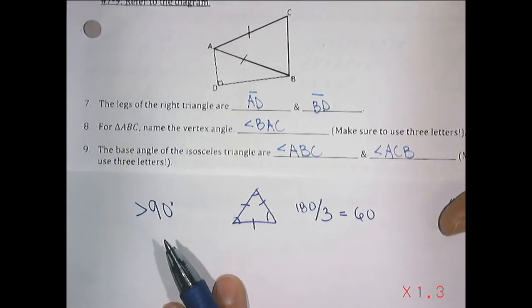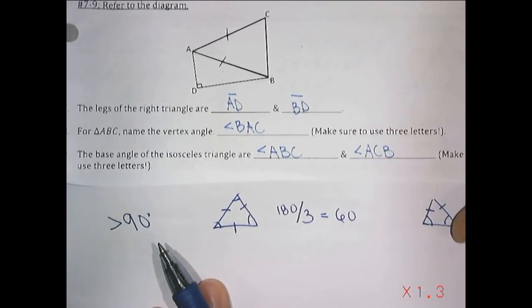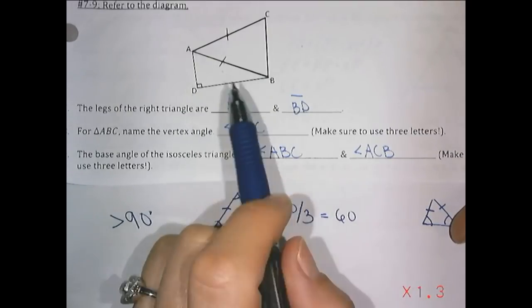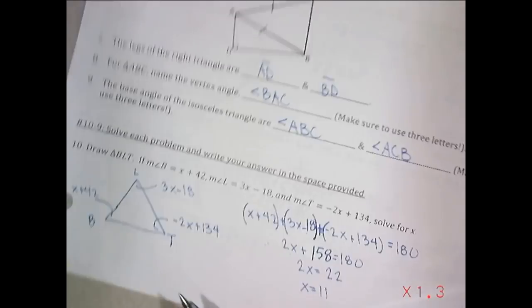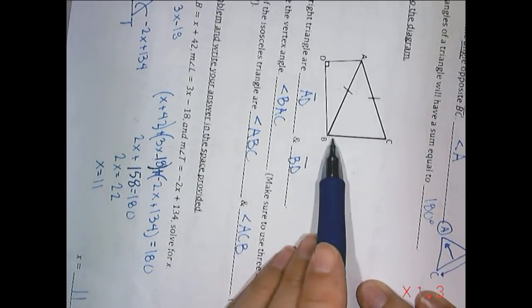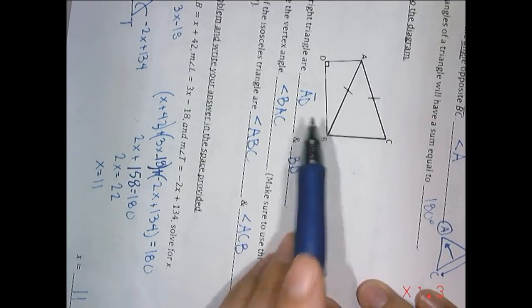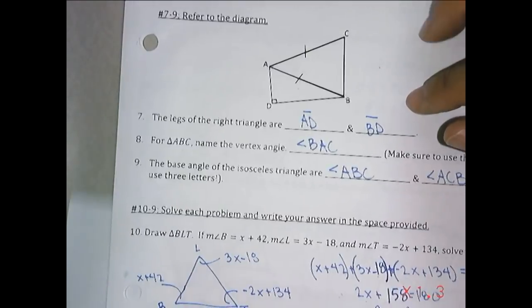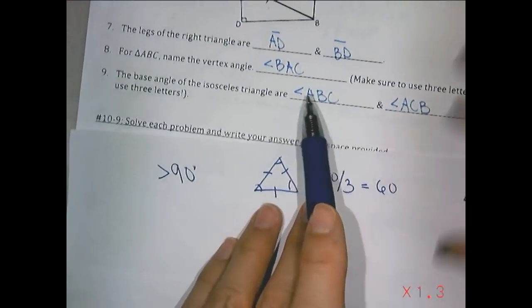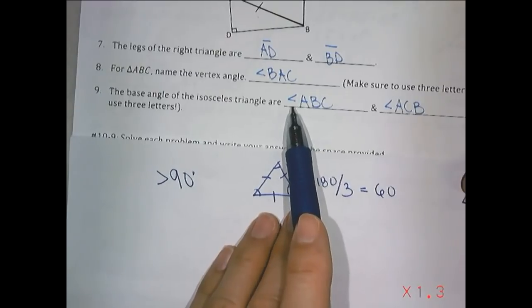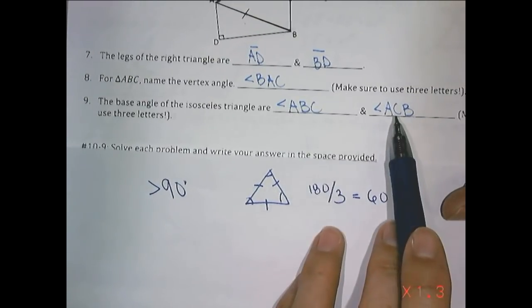The base angles of the isosceles triangle, which we're using 3 letters again, are right at the bottom of the two congruent legs. It might help you if you turn your paper this way to see that these would be the bottom 2 angles. And again, you need to name them with 3 letters. So you would say angle ABC and angle ACB.